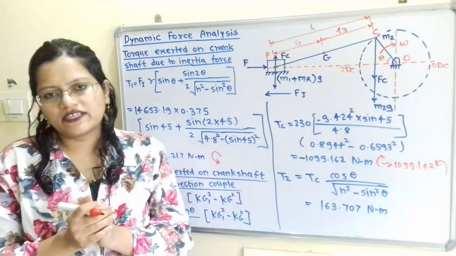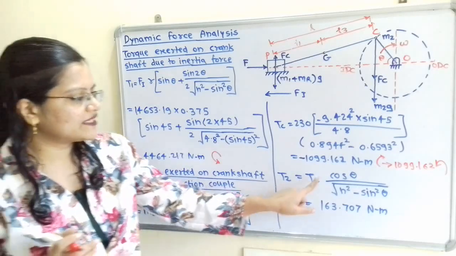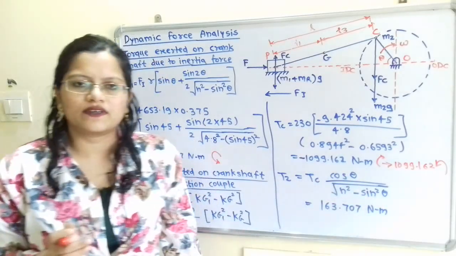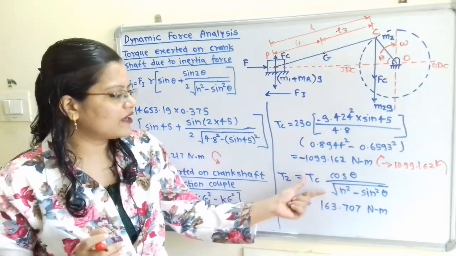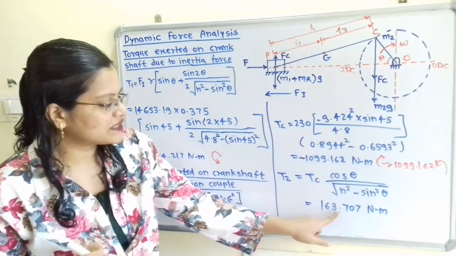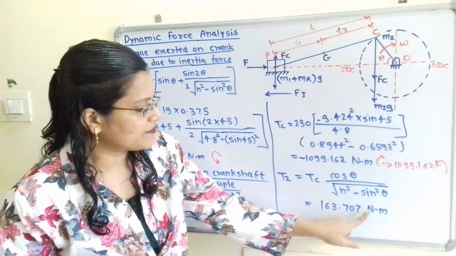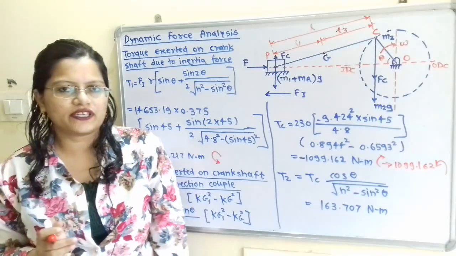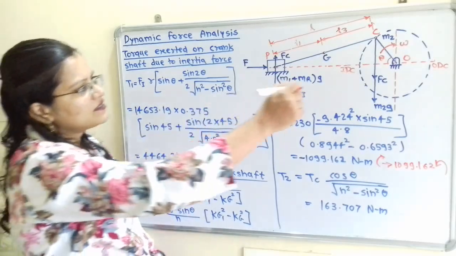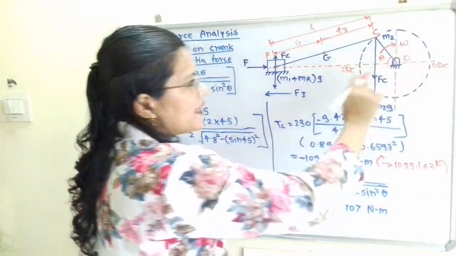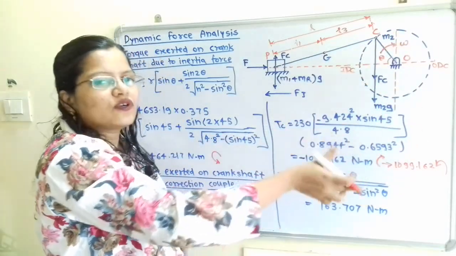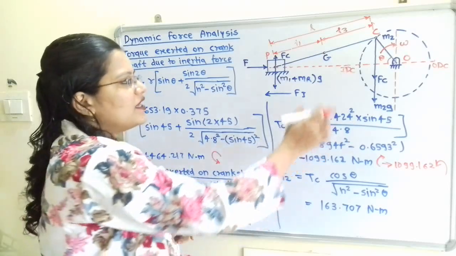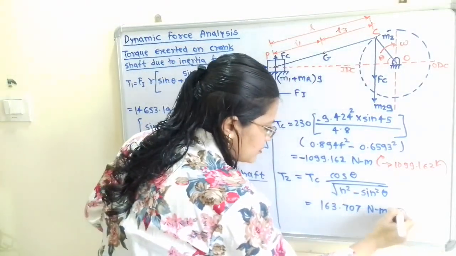Now we will calculate T2. So T2 is equal to Tc cos theta divided by under root of n square minus sin square theta. When we put the value, we will get the answer 163.707 Newton meter. So how to decide the direction for this torque T2? As the direction of omega is clockwise, the direction of T2 we have to mention in the opposite direction, that is anti-clockwise direction.